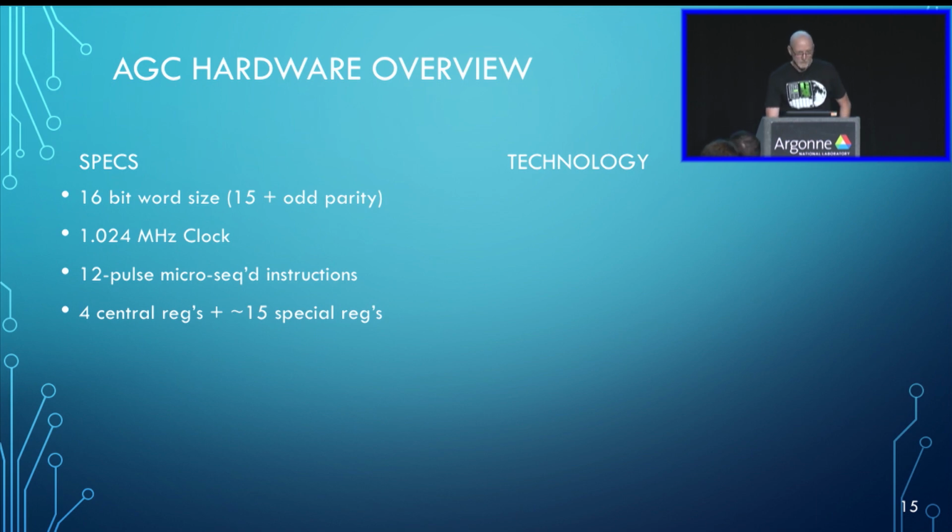Every instruction was broken down into 12 micro instructions, 12 sequences. 7 of the pulses were actually to do the memory cycle, either write to memory or read from memory. And there were 4 central registers and then 15 special purpose registers. And all of this was implemented using 2,800 integrated circuits. Integrated circuits were dual 3-input NOR gates.